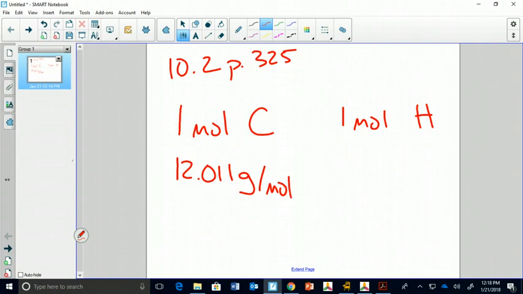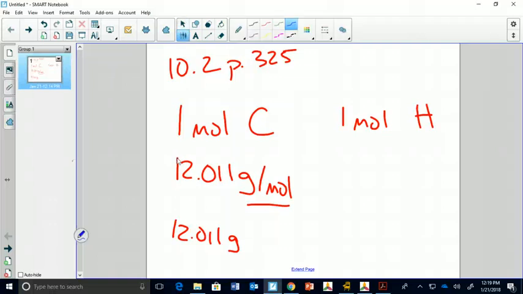That's meaning 12.011 grams is how much, if you took 1 mole of carbon and put it on a scale, it would weigh 12.011 grams. So we use the units grams per mole to show in 1 mole I have 12.011 grams.